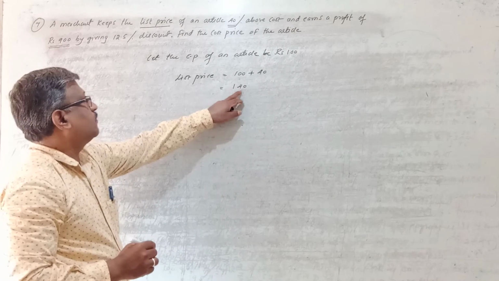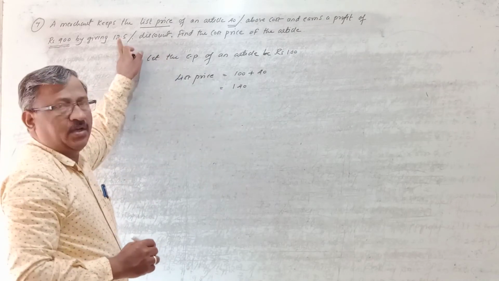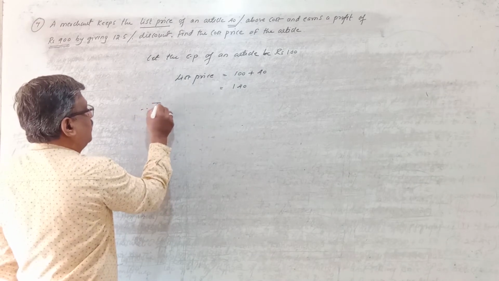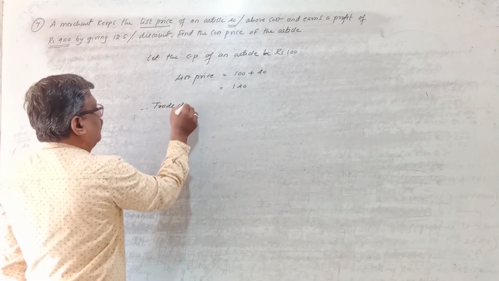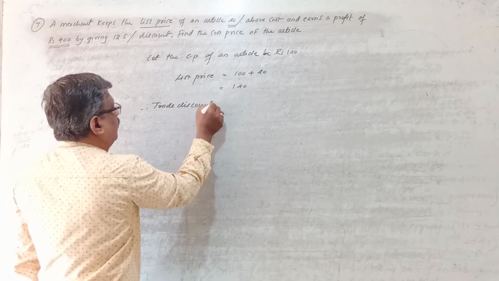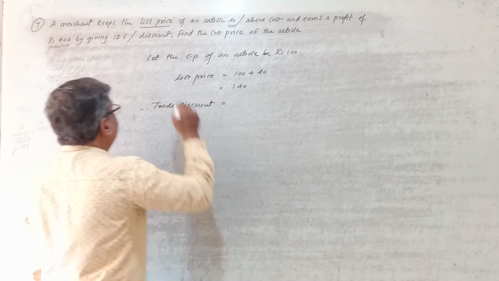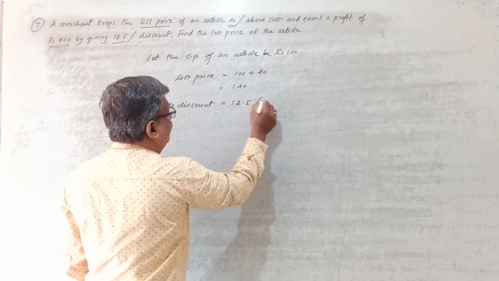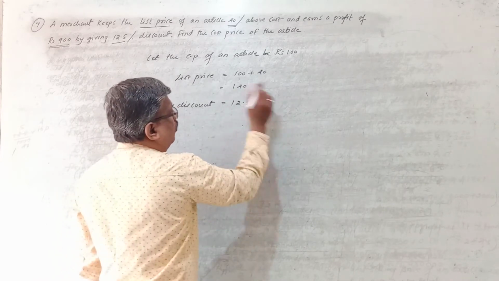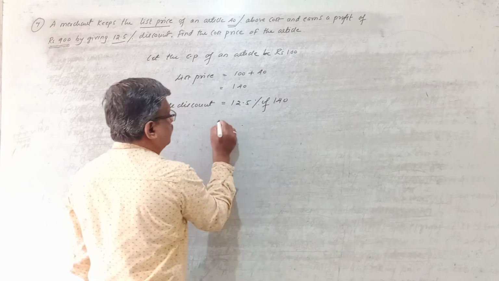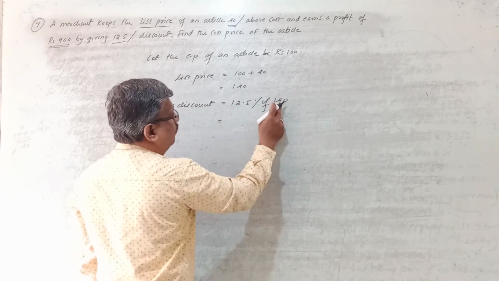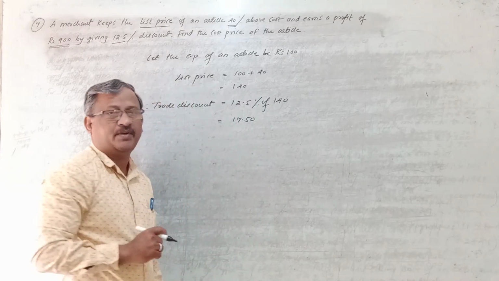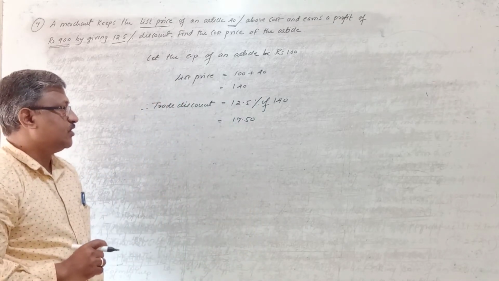And on this list price, how much discount is he giving? He is giving 12.5% discount. So now we calculate the trade discount. Trade discount is how much here? It is 12.5%. So 12.5% you have to calculate on what? 140 rupees. So 12.5% on 140 rupees, you will get 17 rupees 50 paise. So much discount is given.